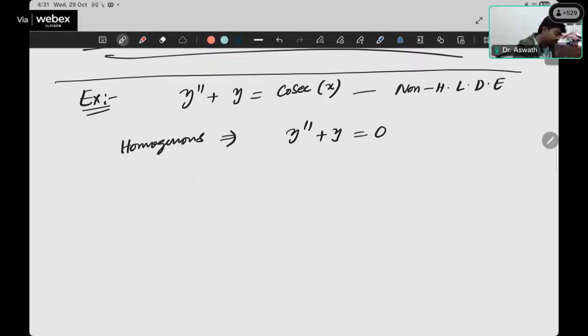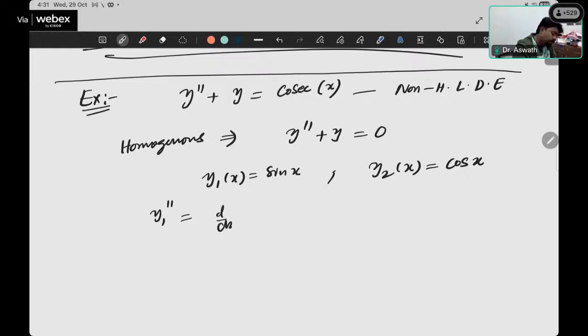You can cross check: y1 of x is equal to sin x, y2 of x is equal to cos x. If you just check, these are going to satisfy this differential equation. You know why? y1 double dash is the derivative of the derivative of sin x, which is the derivative of cos x, which is minus sin x. There is no y1 dash in our equation, so there is no need to find it. You can just substitute this back into the above equation.